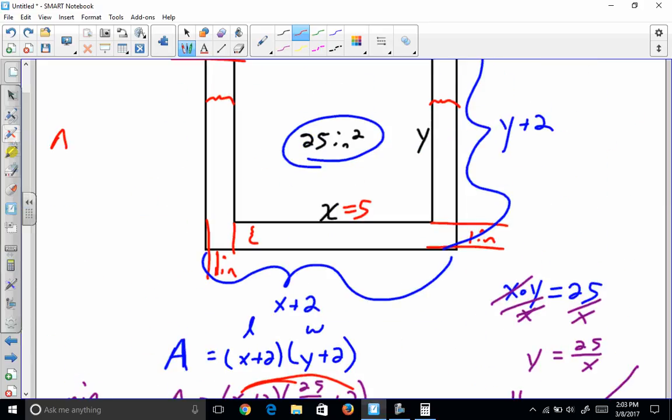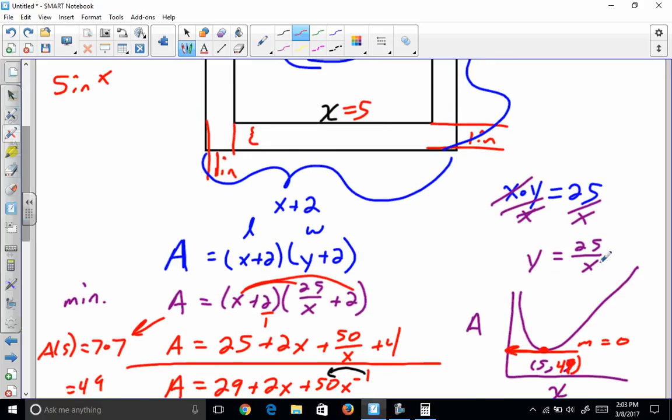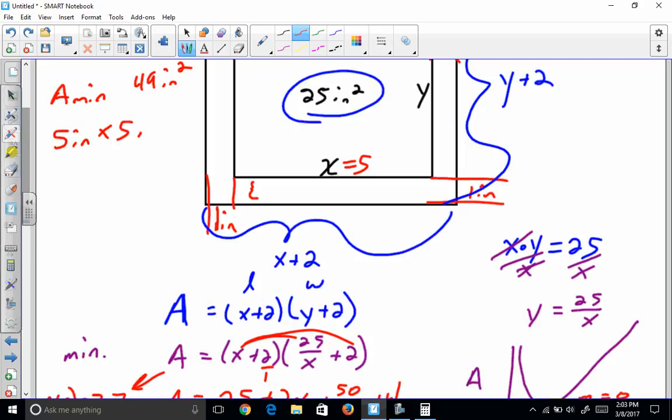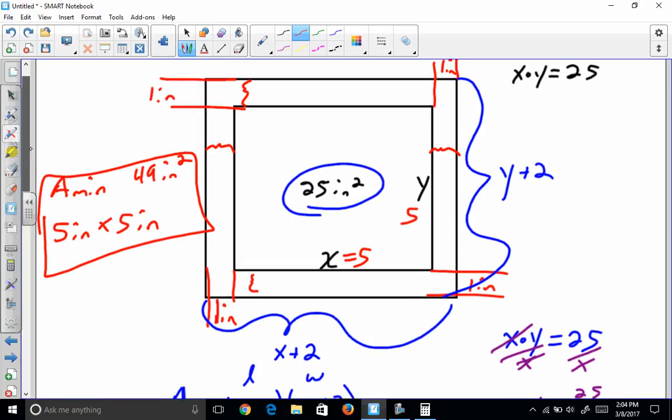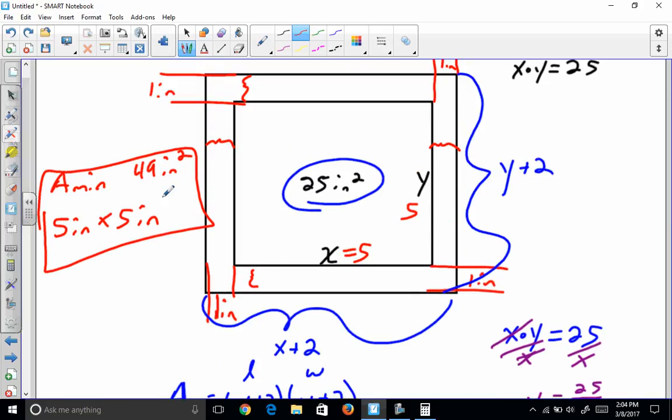So the minimum area is 49 square inches. That occurs when x is 5 inches and y is 25 over x, so 25 over 5. So that's also 5 inches. Notice that if that's 5 and that's 5, that'll give us 25 square inches. And that makes for the smallest sheet of paper possible.